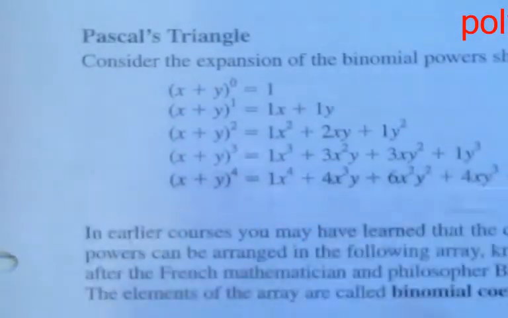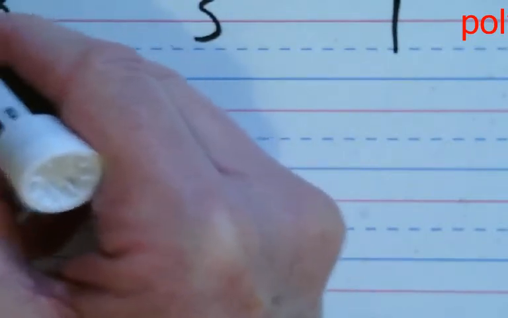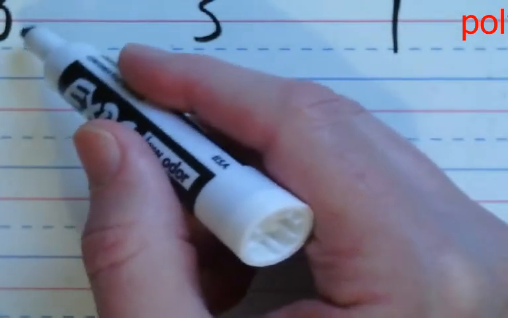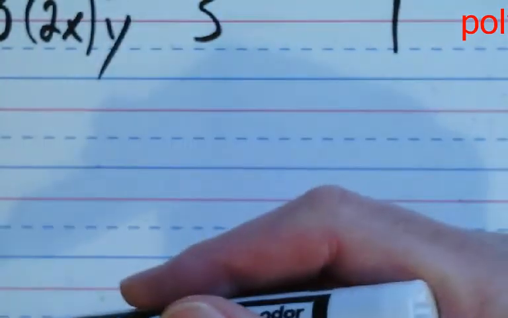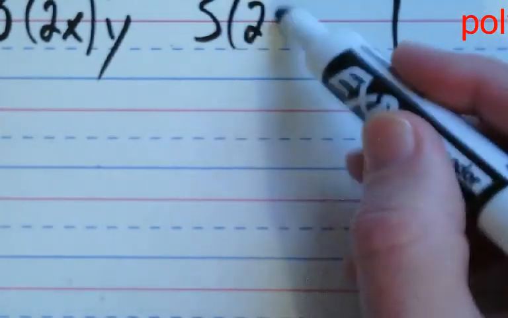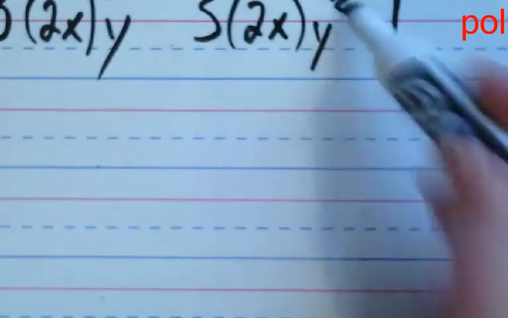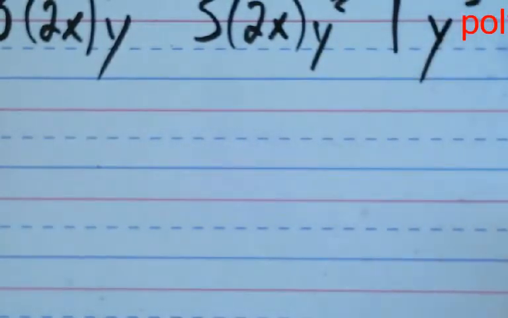Let me show you. Remember, it's supposed to be 1, 3, 3, 1. So we're going to write 1, 3, 3, 1. So we know the numbers. Now we know the letters as well. We know that the first thing, 2x, is to the third power, and there's not any y's. The second thing has 2x to the second power and 1y. The third one has 2x to the first power and 2y's, and the last one has 3y's.